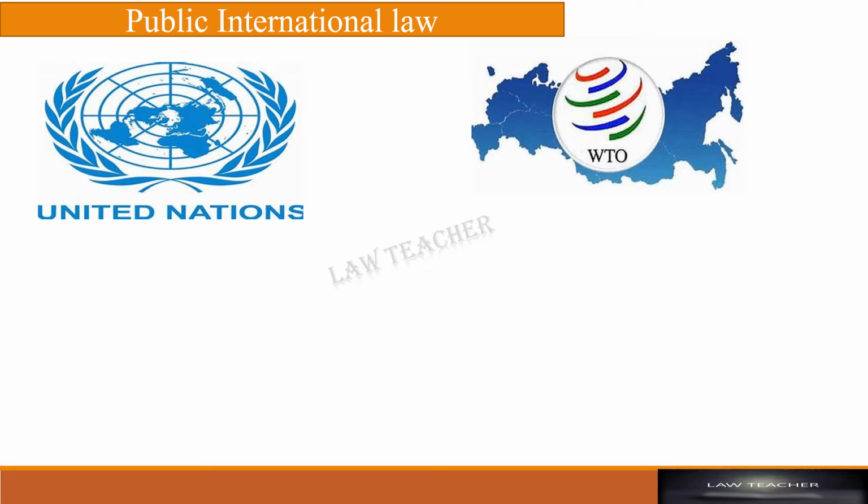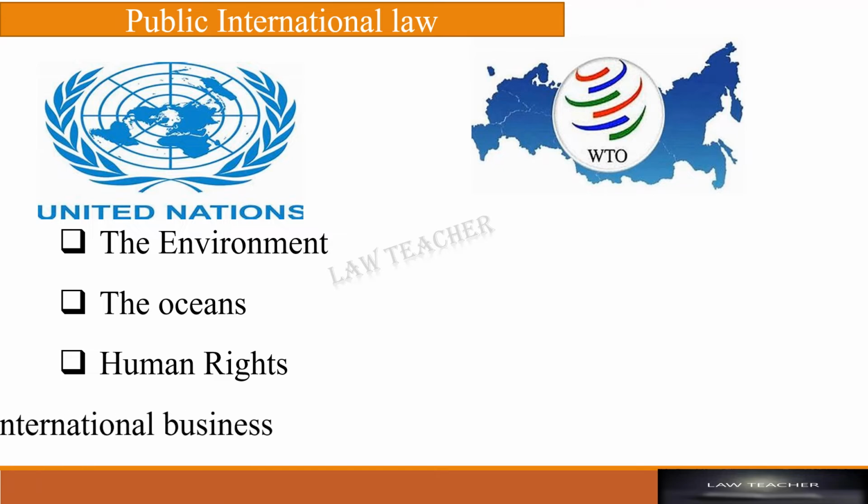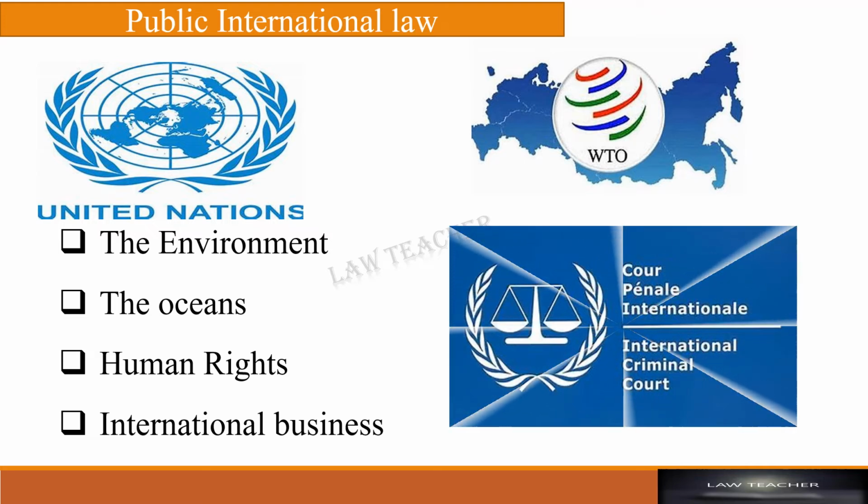Public international law sets the rules for issues that concern all humankind, like the environment, the oceans, human rights, international business, etc. Different international bodies enforce these rules. For example, the International Criminal Court investigates and hears cases of people accused of war crimes or crimes against humanity. This court applies international criminal law.